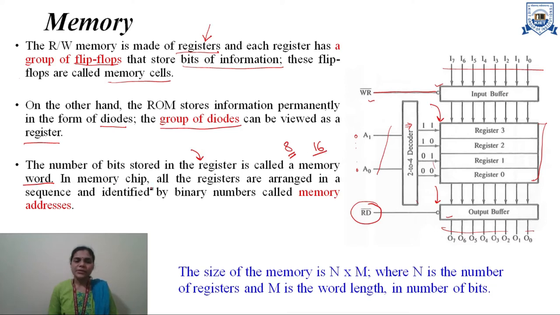In a memory chip, all registers are arranged in sequence and identified by a binary number, and that binary number is termed the memory address. So, a memory address is for identifying one of the registers. Every chip has some specification in the form of n cross m, where n is the number of registers and m is the word length of each register. The value of m is in number of bits, showing the word length of memory.